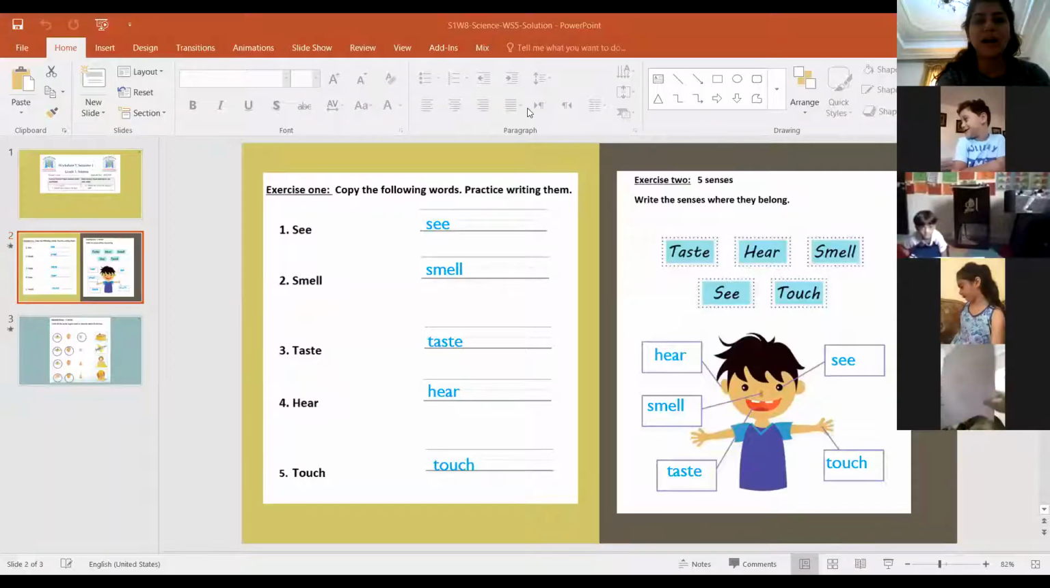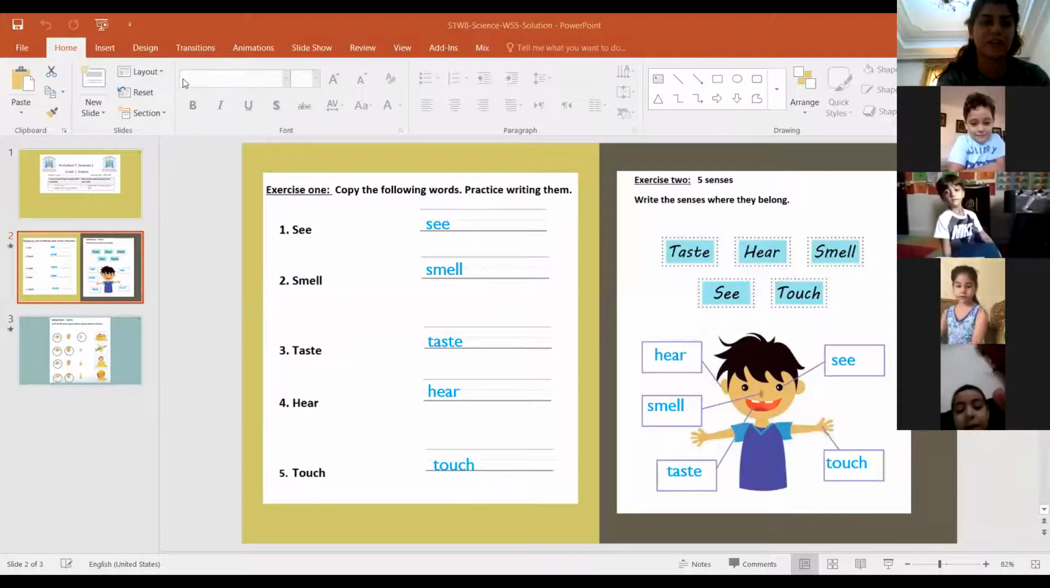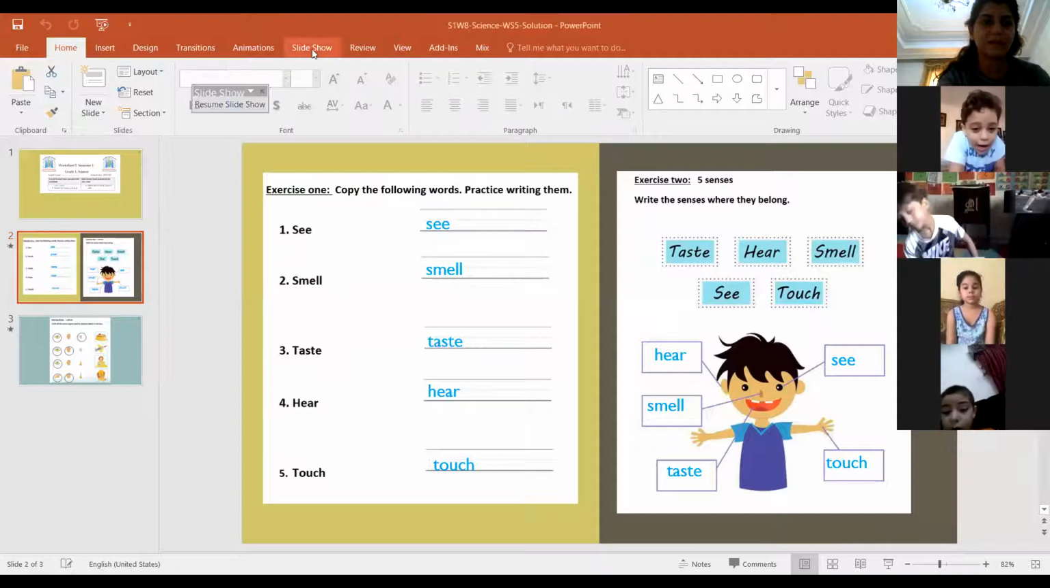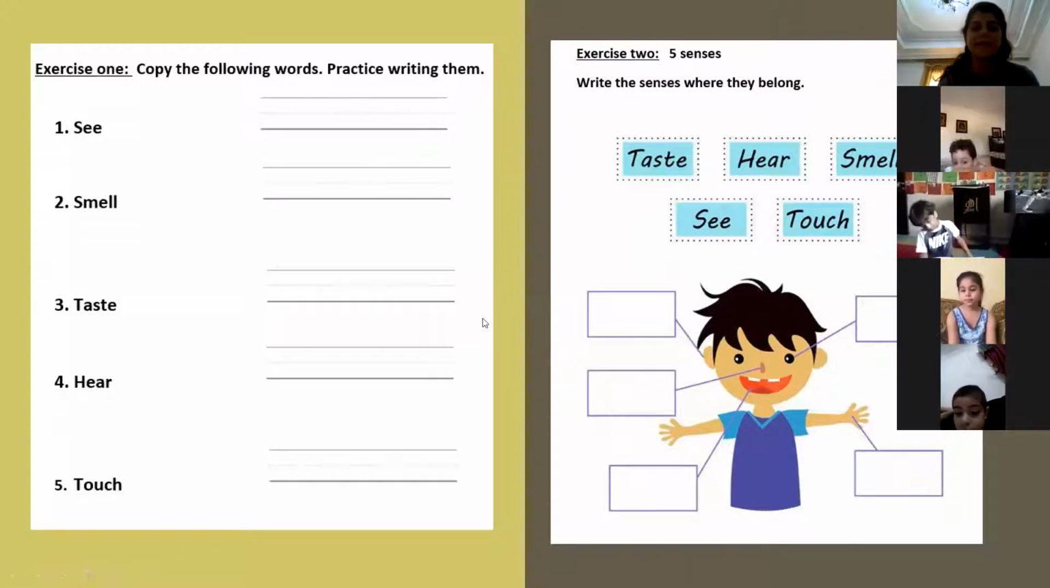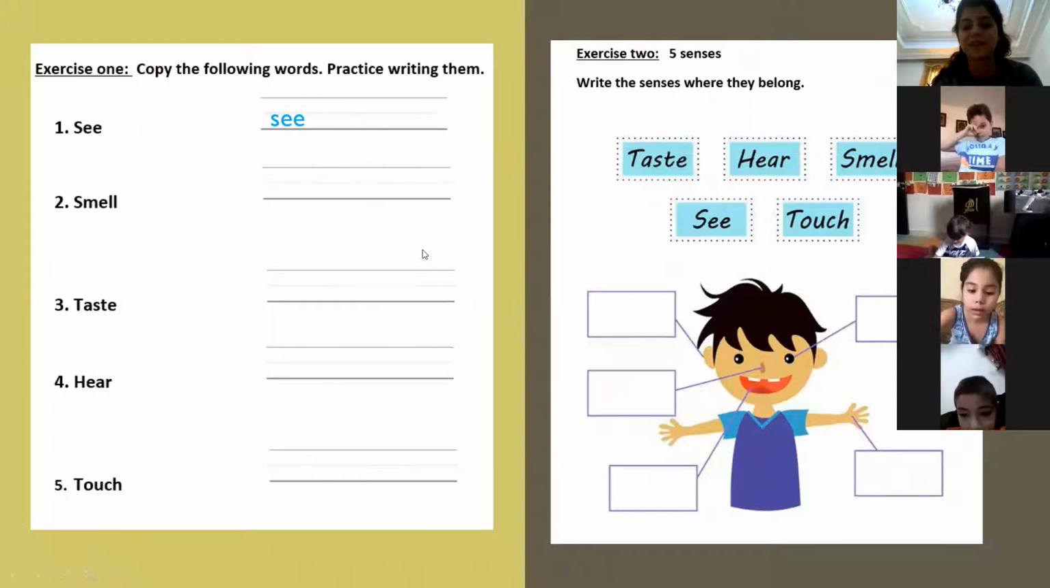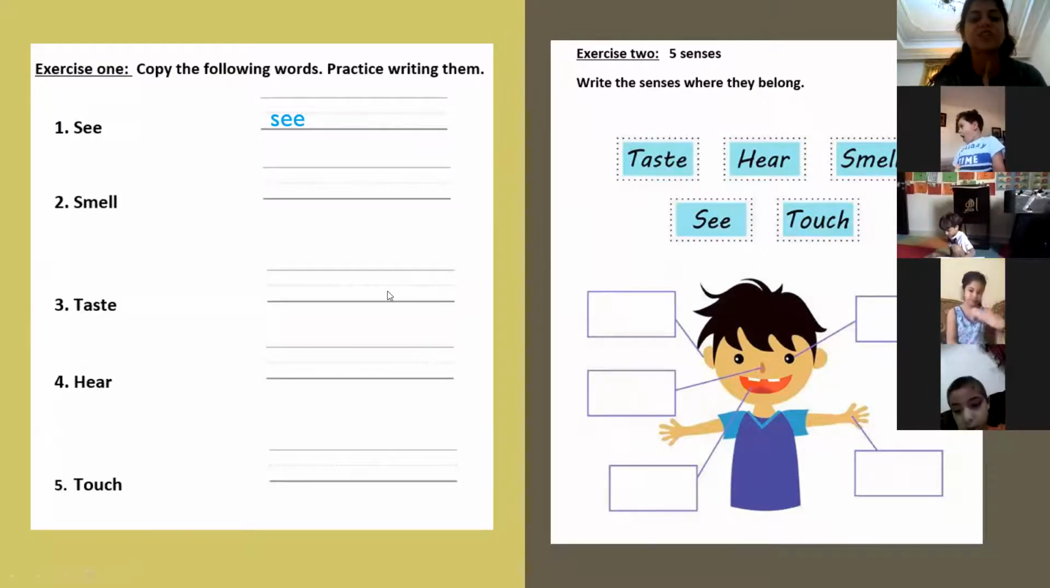Now, we all know how to write the five senses words as we practiced when I started. You can still practice it now also. Practice how to write the word see. I told you it has the long E sound. S, E, E. It's very easy, right? You should not forget how to write the five senses words because you will use them a lot.